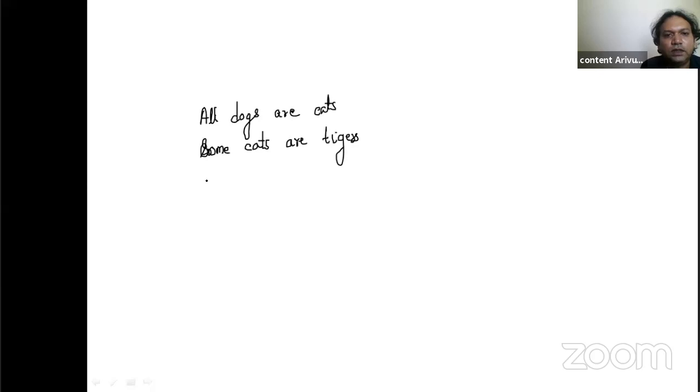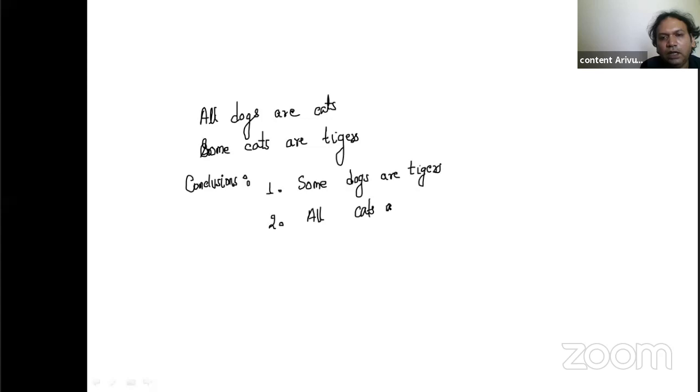Let's keep only two statements, statement one and two. So the conclusions here. The first one is, some dogs are tigers. And conclusion number two, all cats are dogs.